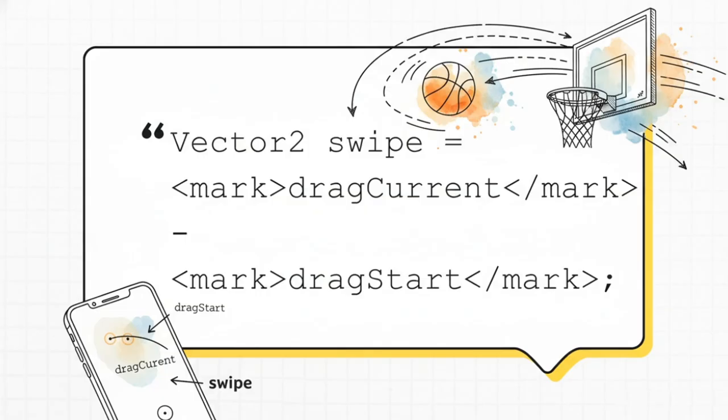And believe it or not, this one little line of code is the absolute heart of the whole input system. The game just takes your final finger position and subtracts your starting position. That's it. The result is something called a swipe, and it tells us everything we need.